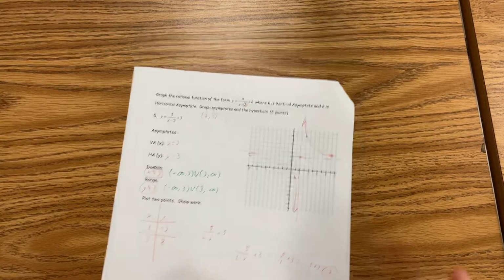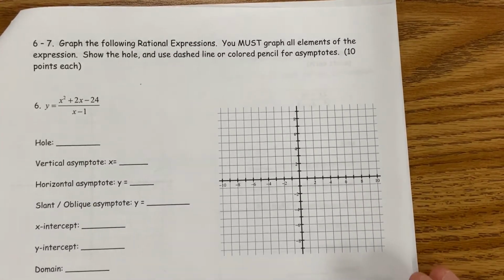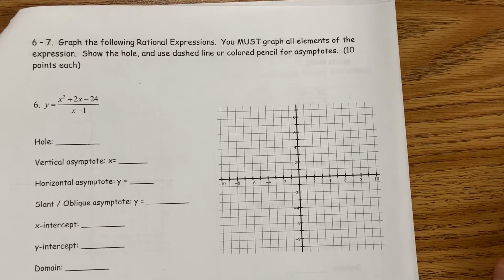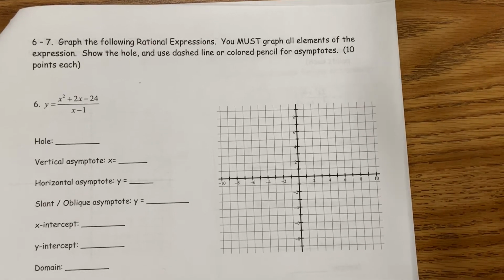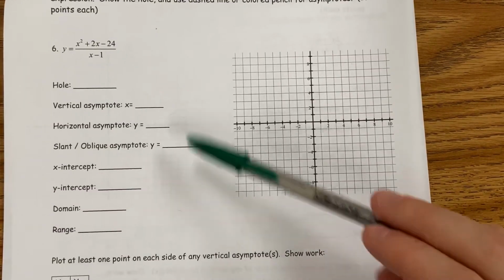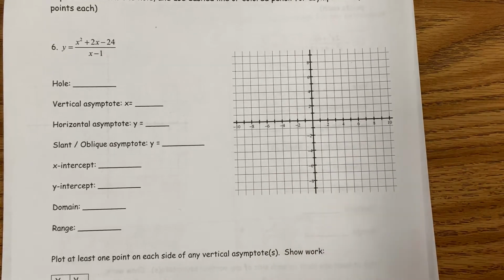No calculators. Next up, the other kind. Graph the following rational expressions. You must show all the elements of the expression, like all of this. You have to graph all of this stuff except for the ones that say none, because then you obviously cannot graph it.